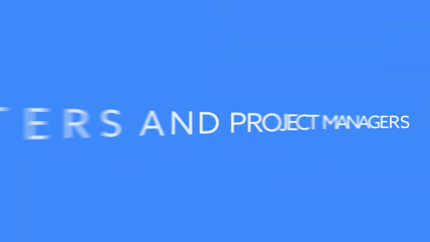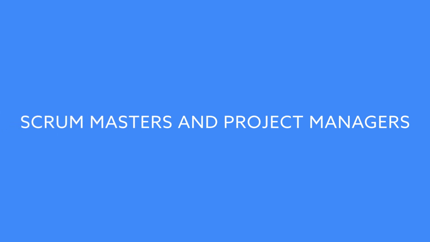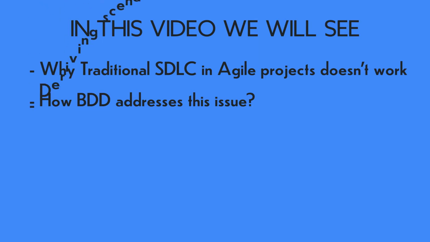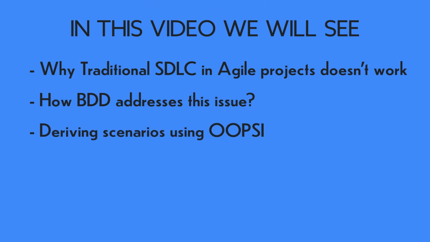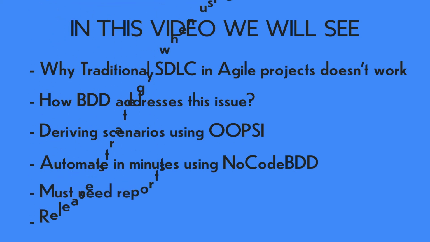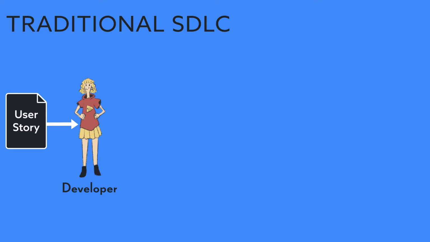This video is for Scrum Masters and project managers who are looking to roll out BDD in their projects. In this video, we will see why traditional software development in Agile projects doesn't work, and how you could address these issues with BDD. We will also go through a collaboration technique called OOPSIE, which brings your entire team together, how you could automate BDD in minutes and without code, and save thousands of dollars, the reports you need, and a software release strategy.